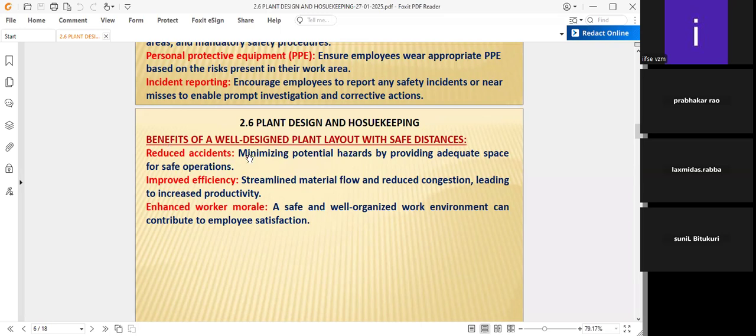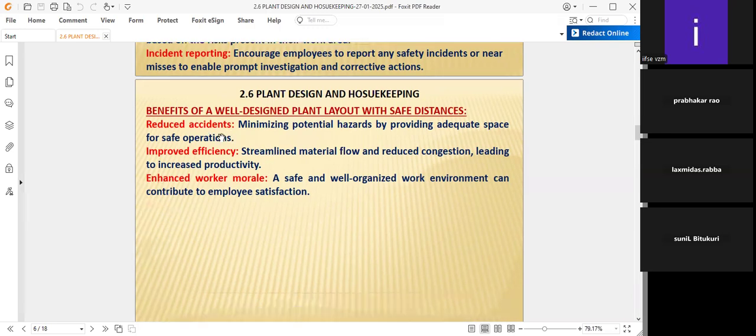Reduced accidents: minimizing potential hazards by providing adequate space for operation. All these things will be taken care of during design. Definitely, the accidents will be reduced. Improved efficiency: I already told you.